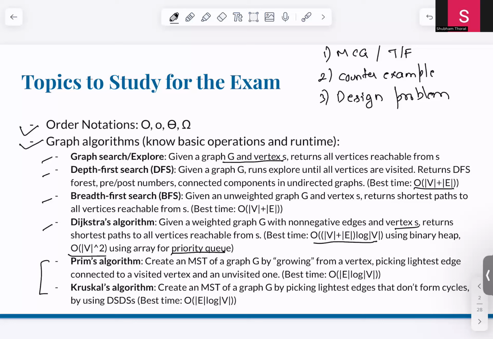Okay. So the runtime for both Prim's and Kruskal's is similar. It is O of E log V. The underlying difference is the data structure that we're using here. Prim's is very similar to that of Dijkstra's.